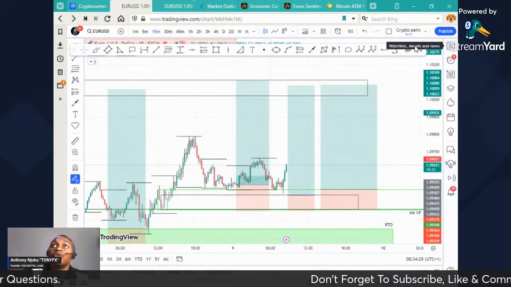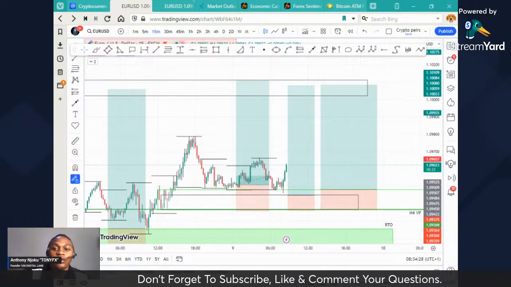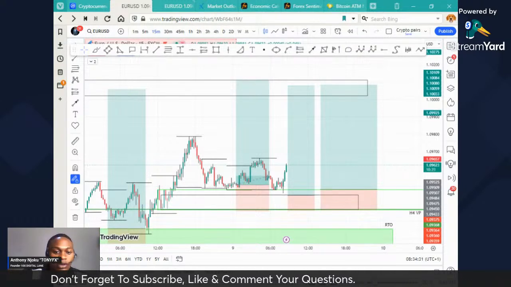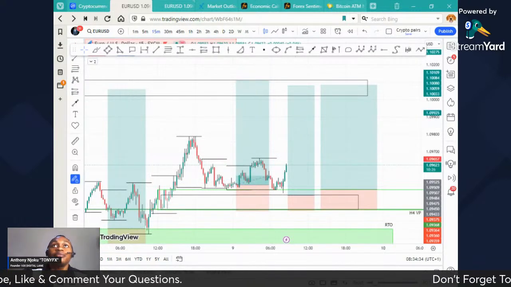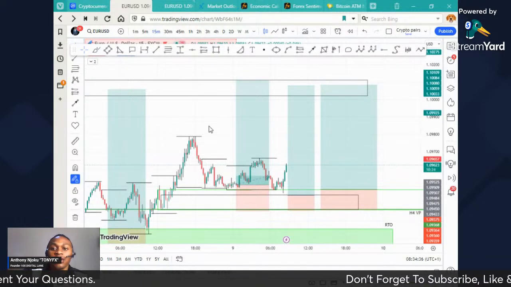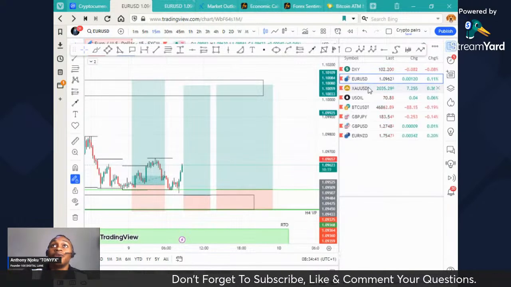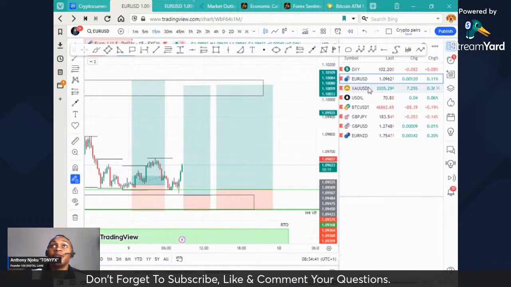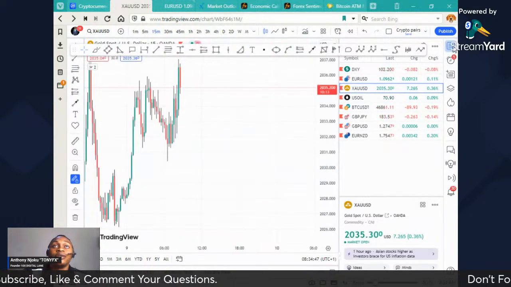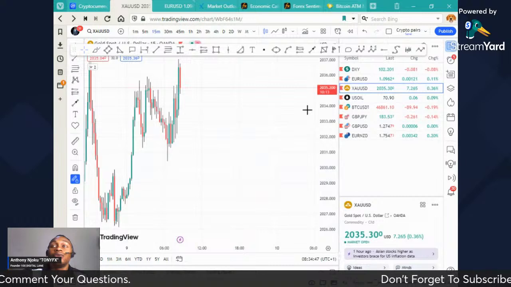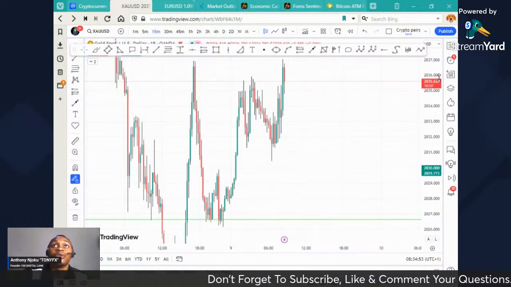So we also have the opportunity to see what the market is doing based on the gold pair. We'll be adding the gold pair to the list, gold and euro. That's what we're watching out for.